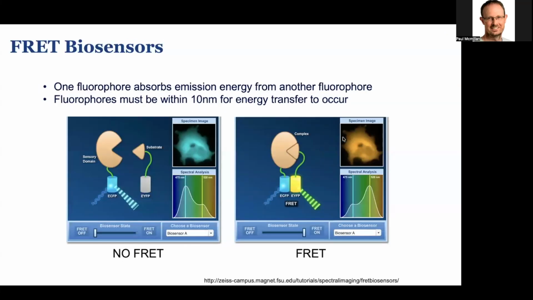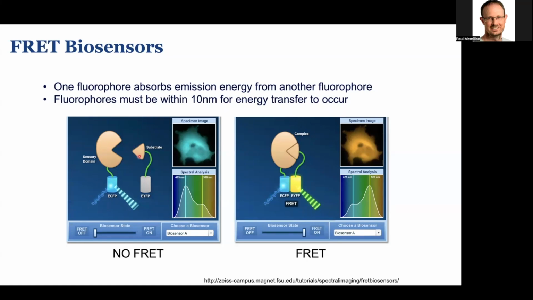One other application, which again we'll talk about more in depth next week, is FRET biosensors. This is Forster resonance energy transfer. This is a way of looking at protein-protein interactions. So say we have 2 molecules here that we're interested to know when they're interacting. If we tag one molecule with one fluorescent protein, another molecule with a related fluorescent protein, we can look at the interactions between those 2 molecules.